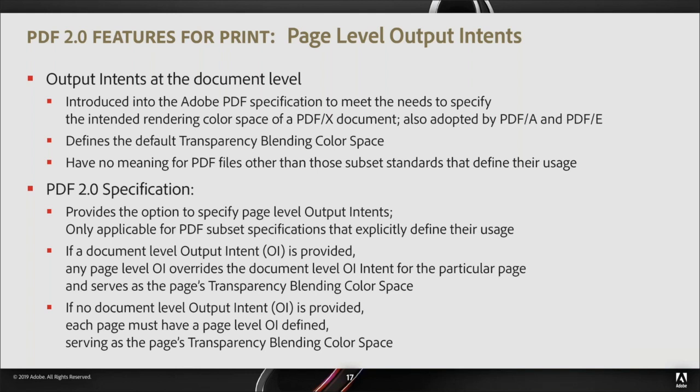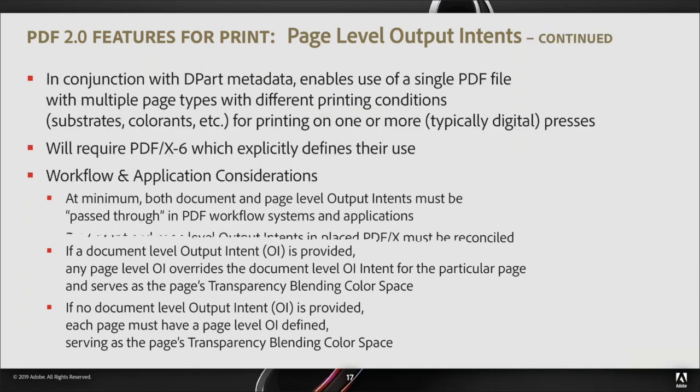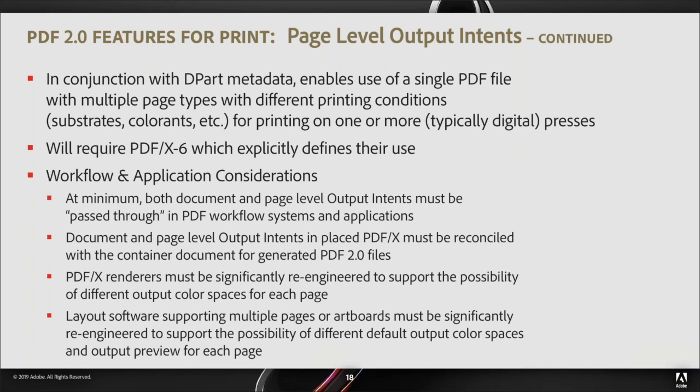If no document level output intent is provided, each page must have an output intent defined, serving as the page's transparency blending color space. Well, why would you want this? Why is this important? Well, in conjunction with something called DPart metadata, it enables a single PDF file with multiple page types to have different printing conditions based on the type of press or substrate used for each particular page.